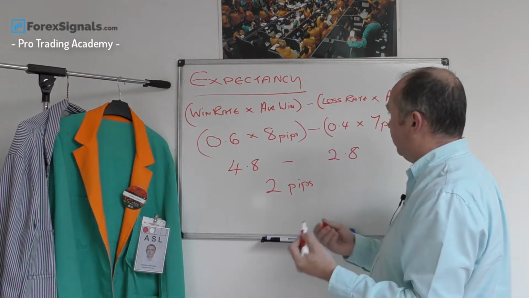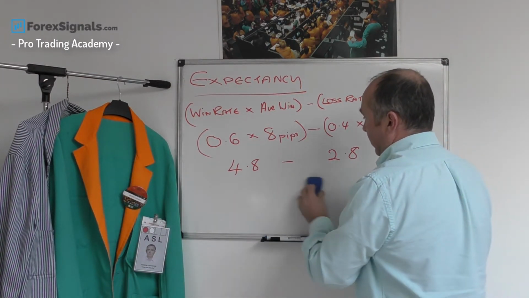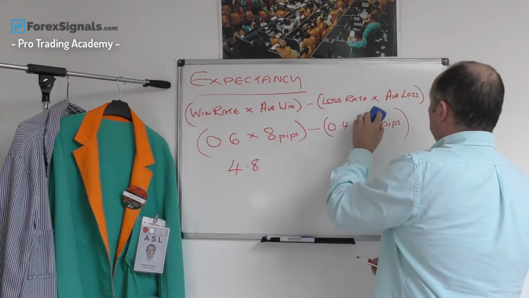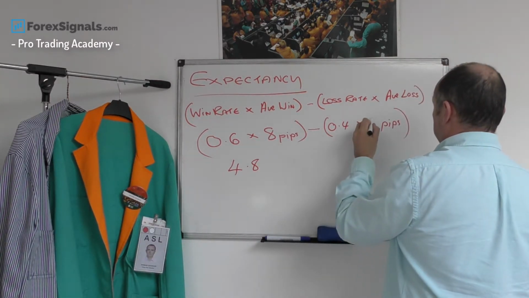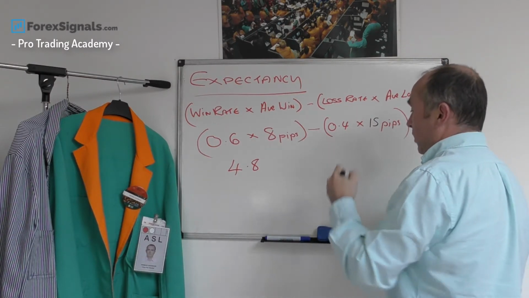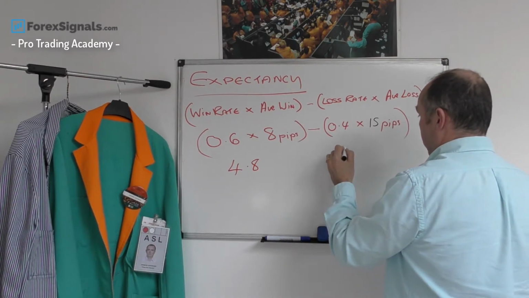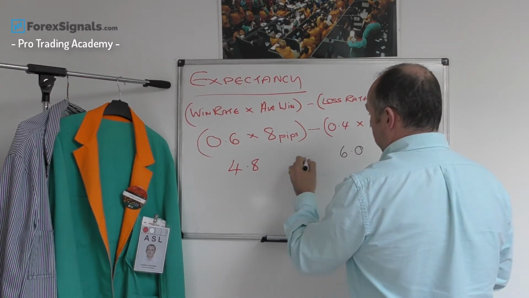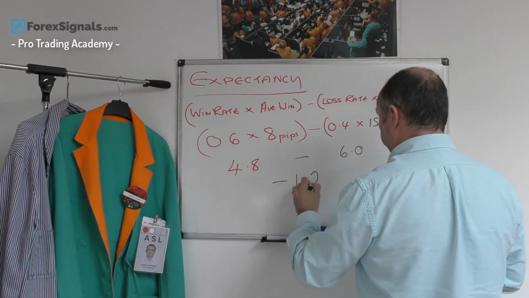Now let's juggle these numbers around a little bit. Let's keep this side of the equation the same, the win side of the equation. That's going to be the same. But now let's say that our back testing showed the losses were on average, say, 15 pips. Okay, so the losses now are bigger. So run this equation again. 0.4 multiplied by 15 gives you 6.0. 4.8 minus 6 gives you a negative 1.2.